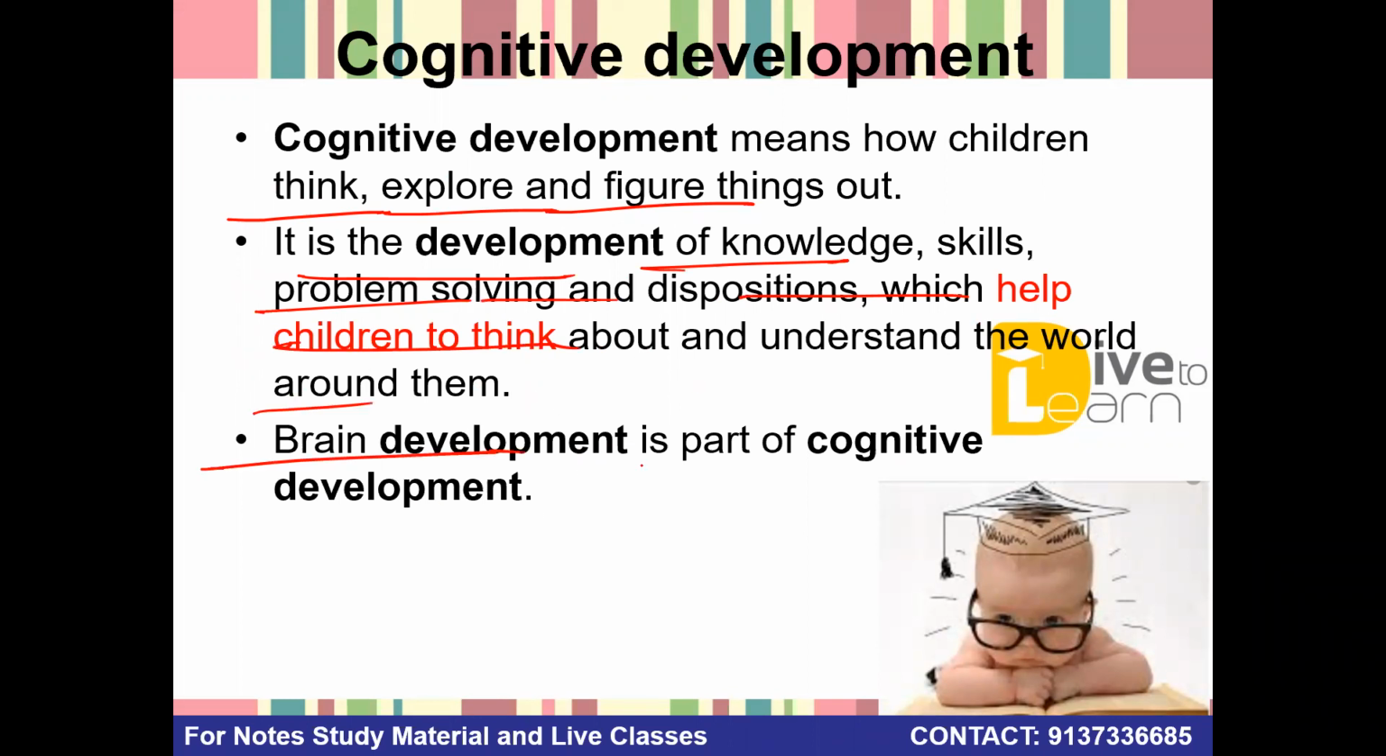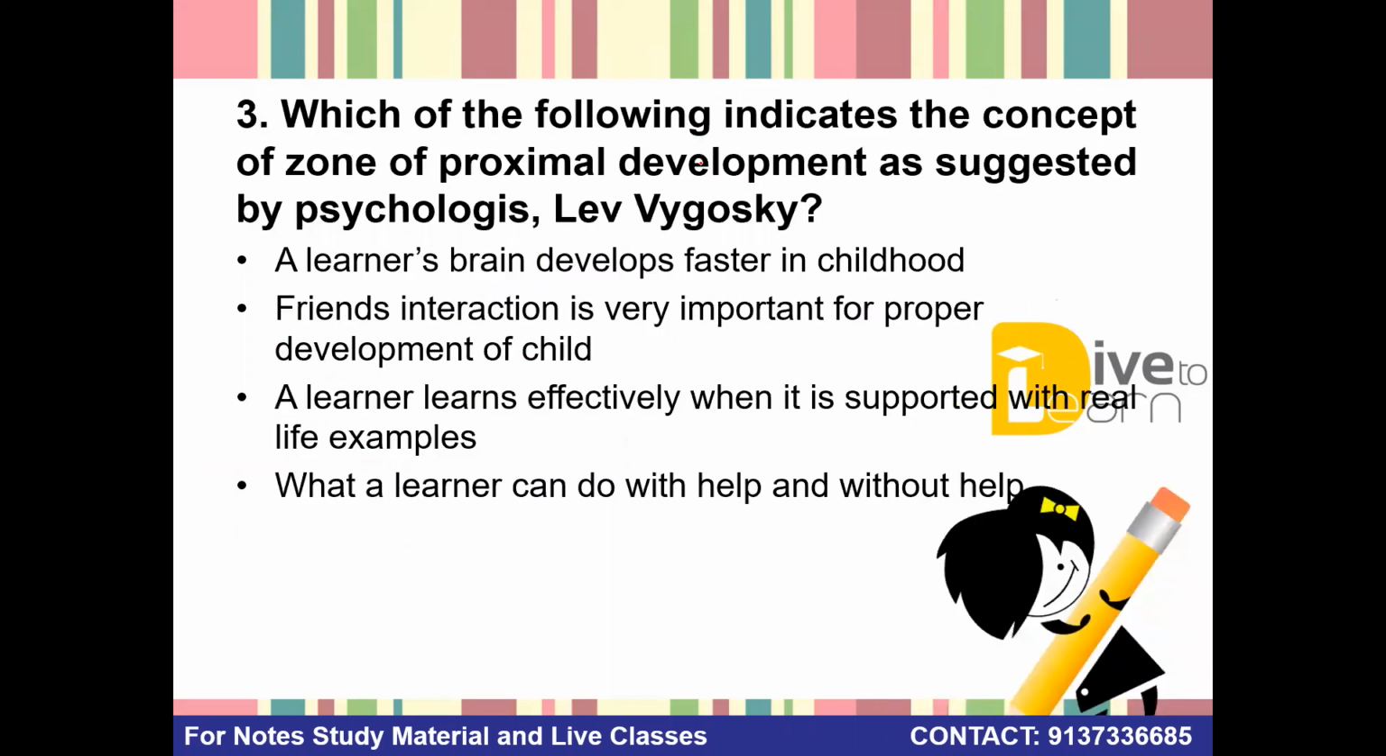So brain development is a part of cognitive development. A lot of questions come from this cognitive terminology. Then the next question is from Lev Vygotsky, zone of proximal development. If you remember the concept, then only we can do it. Option 4. What learners can do with help and without help.